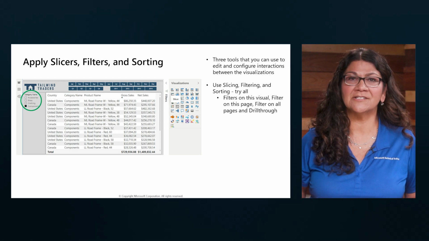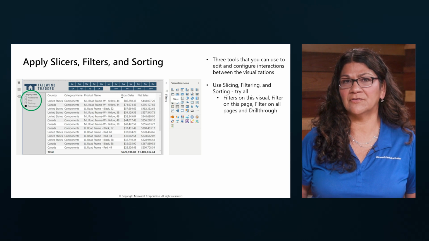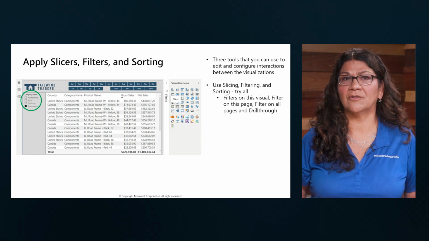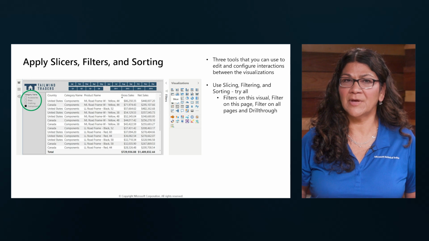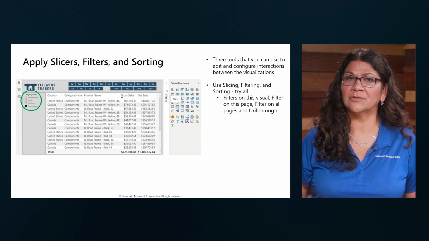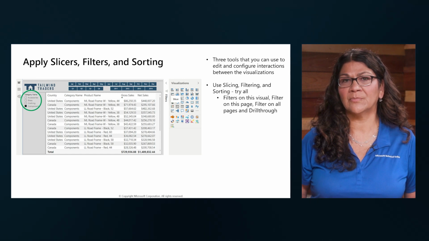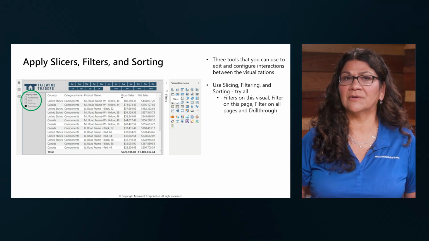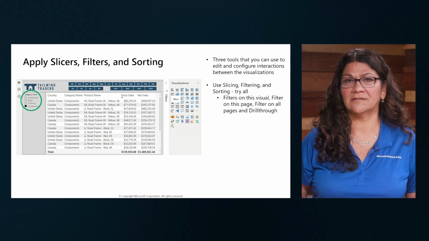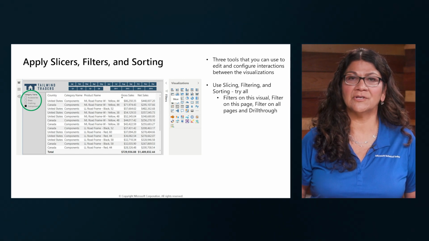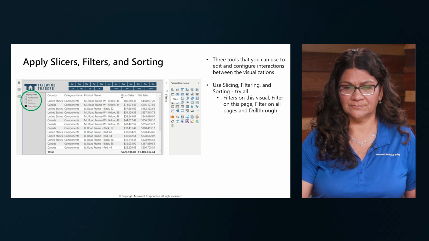To apply a slicer, select the slicer icon in the Visualizations pane, as shown on the right, and then in the Data pane, select the fields you want to include in the slicer, or drag them into the slicer visualization. The visualization turns into a list of items or filters with checkboxes that you can use to segment the data.